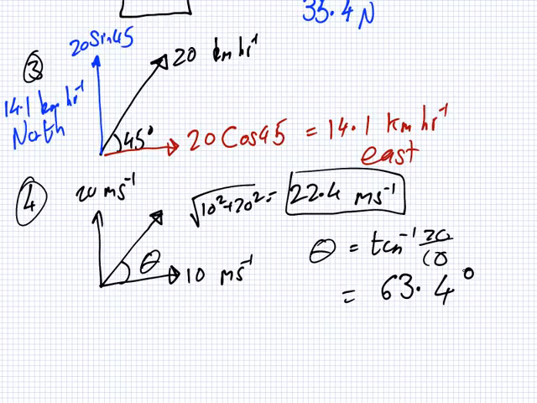Why didn't you put tan inverse? What did you use? Tan. Oh, well, maybe when I moved it. Tan theta equals 20 over 10, so theta is tan inverse of 20 over 10. Yeah, I probably didn't.